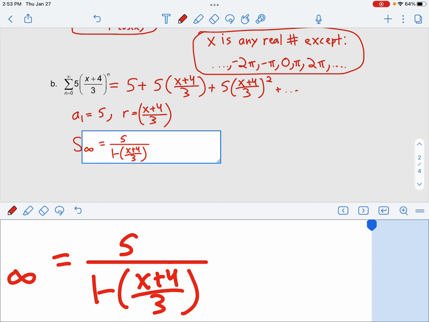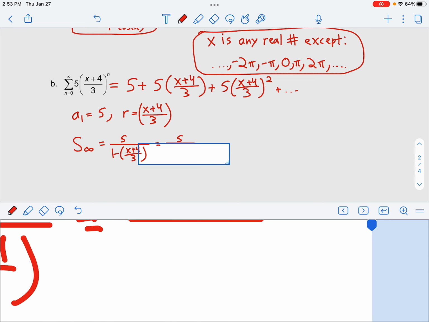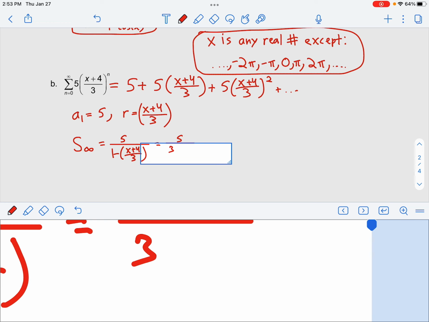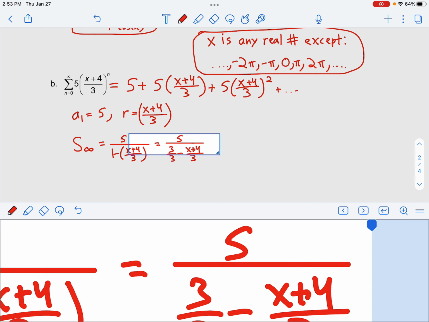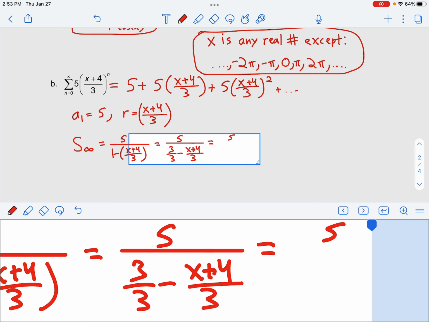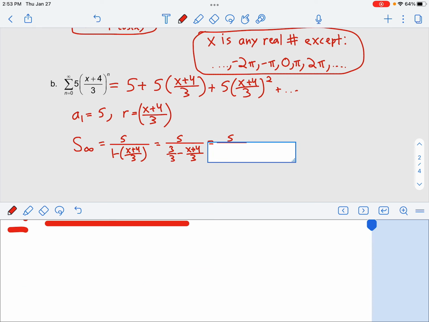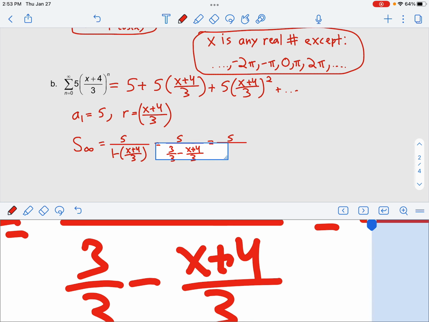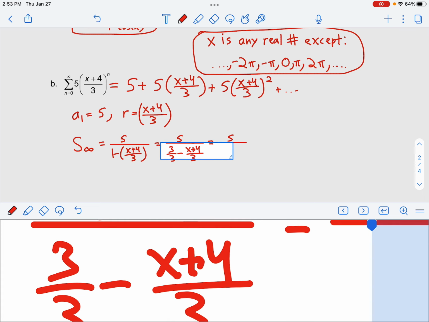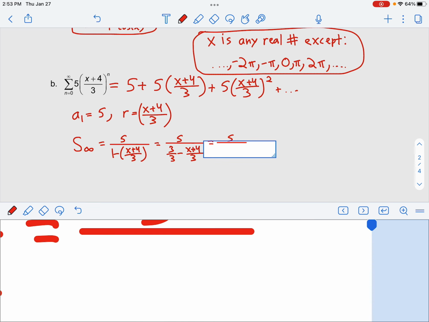Now let's see. So 5 will stay on top. I'm going to rewrite this 1 in the denominator as 3 over 3, so minus x plus 4 over 3. Now this will just take a couple of steps to combine. So we get 5 again over 3 minus x minus 4. Got to distribute the negative here. So this is going to give me negative x minus 1 over 3.